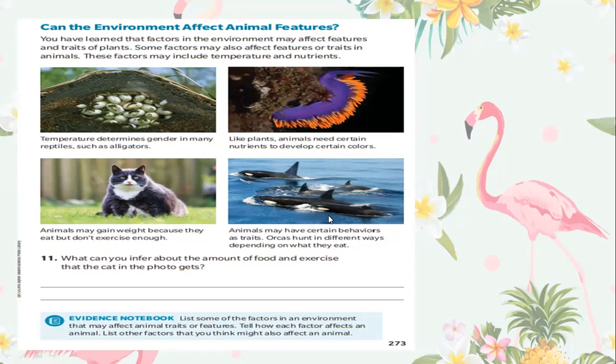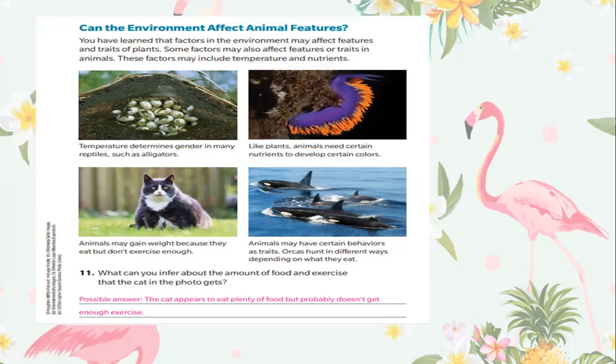Animals may have certain behavior as a trait. Orcas hunt in different ways depending on what they eat. They hunt differently depending on what they are eating. What can you infer about the amount of food and exercise that the cat in the photo gets? Does it get a lot of food and exercise less? The cat appears to eat plenty of food and doesn't get enough exercise.